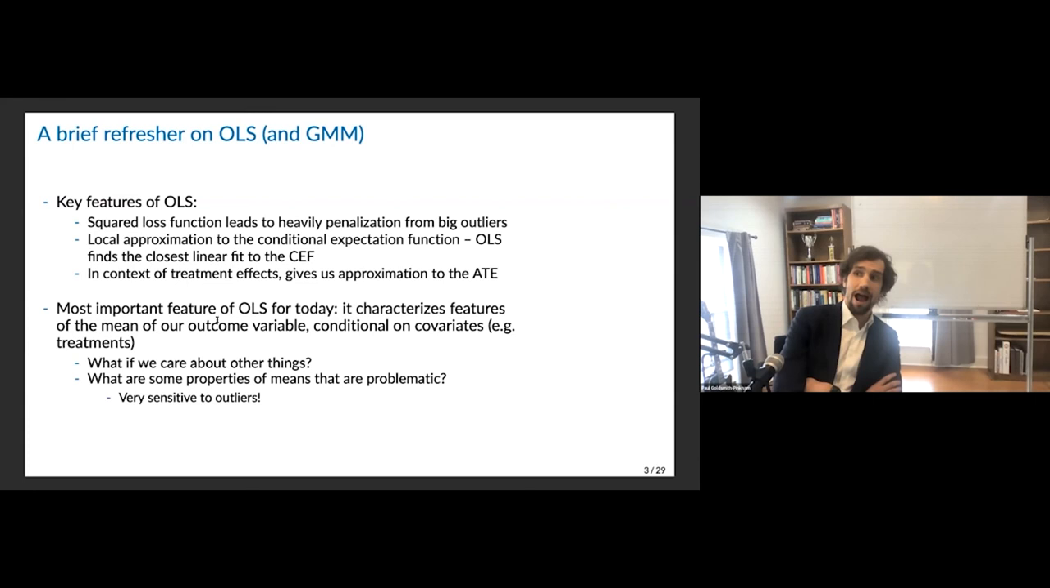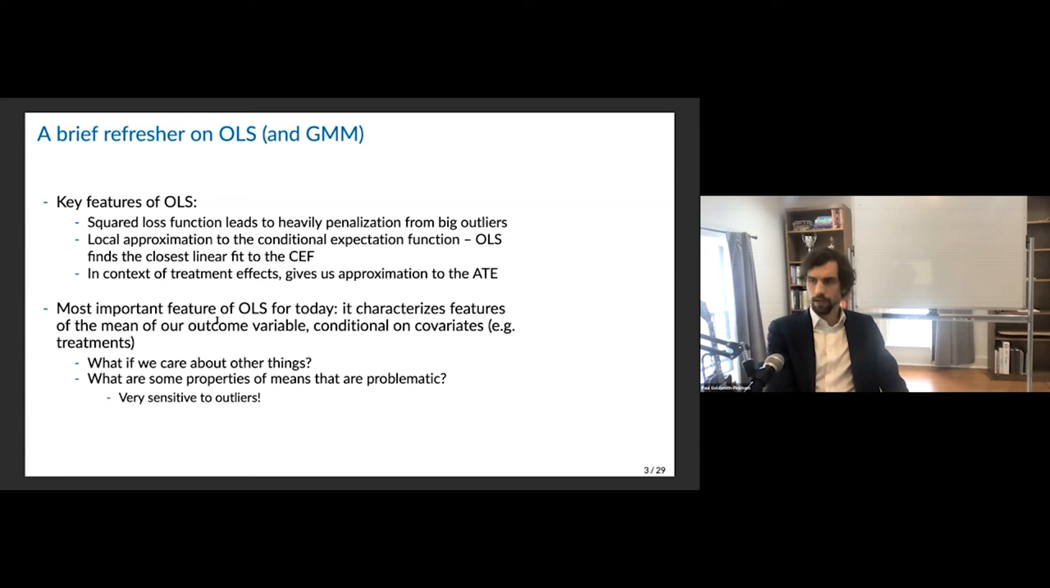This gives two very natural pivot points for what we're going to talk about today: two branching paths of how you can have issues with OLS. One is, what if we care about other things? We don't care just about the mean; we care about other distributional aspects. That's a very natural thing to say. It's an interesting question to ask why we focus so much on the mean.